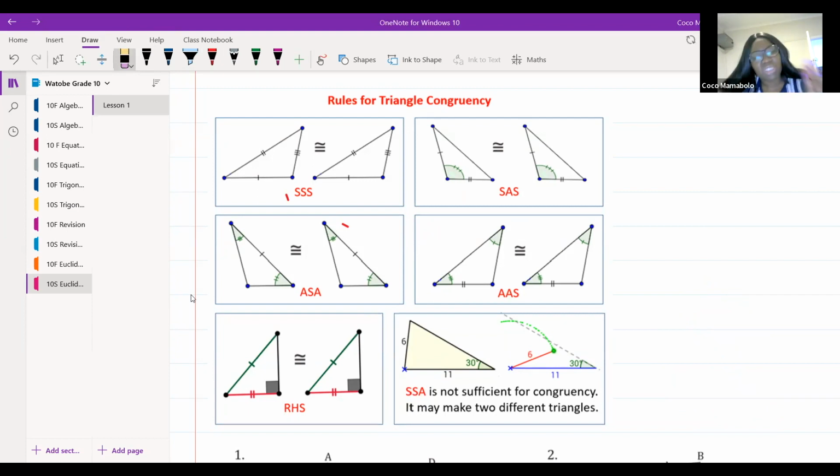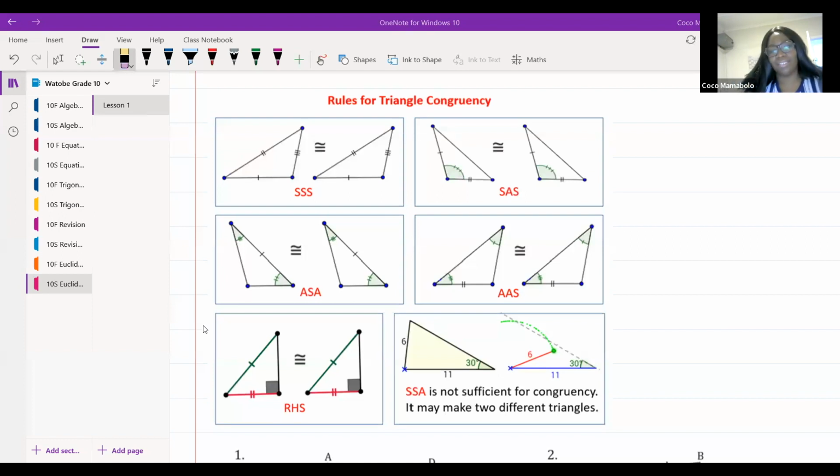I'm going to give you guys 15 seconds to take a screenshot because we're going to be applying these right now. Take a quick screenshot, everyone. If you have any questions, now is the time to ask them about any of these rules. We should be familiar with them because they are a recap of what we did in grade 9.